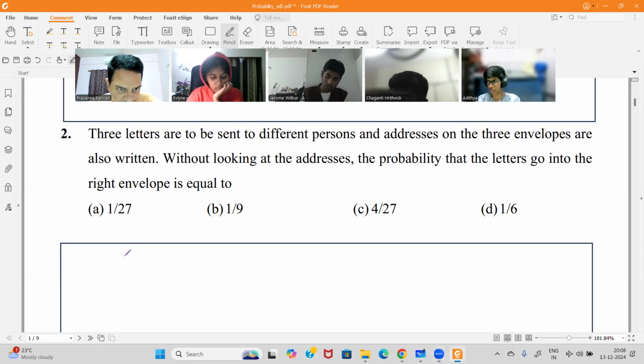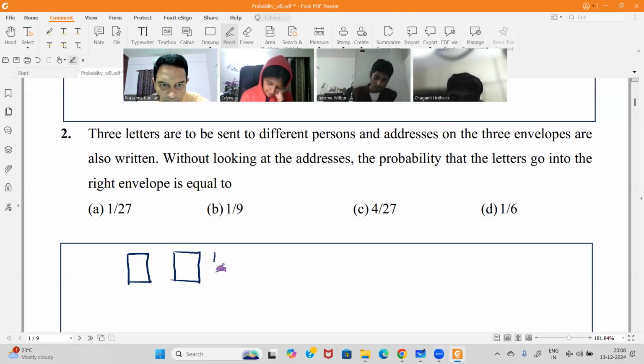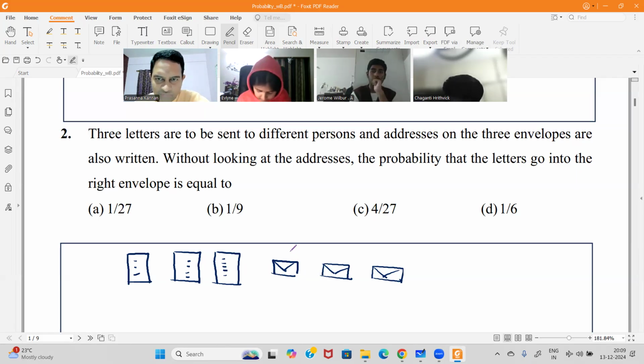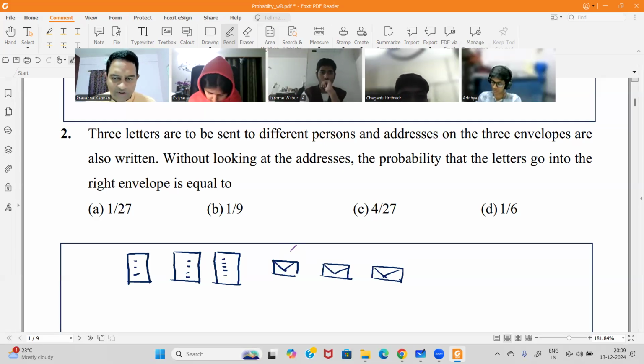So there are 3 letters which are there, right? Letter 1, letter 2, letter 3, let's say. 3 different letters, and we have 3 different envelopes, right? Now addresses are written on them, right? Let's say one is addressed to your relative, one is addressed to your friend, one is addressed to your school, right? Now the point is, how many ways are there of correctly placing these letters into the envelopes?